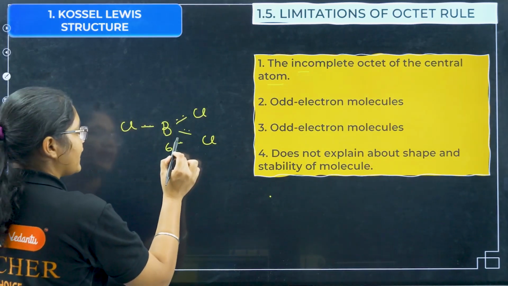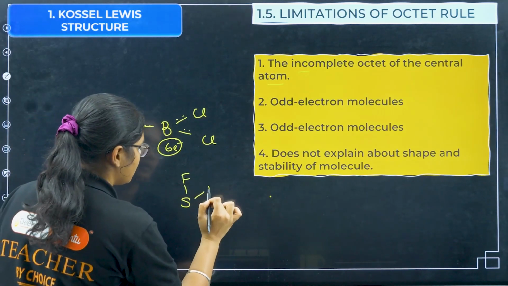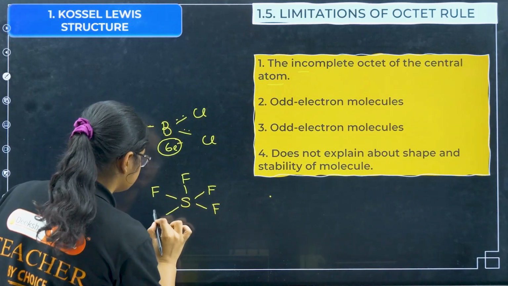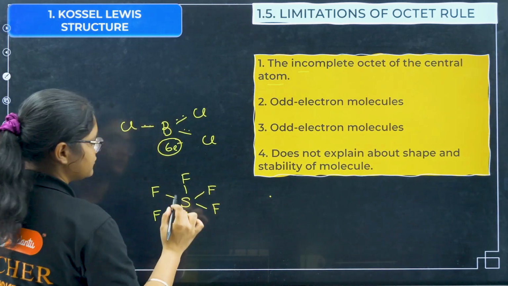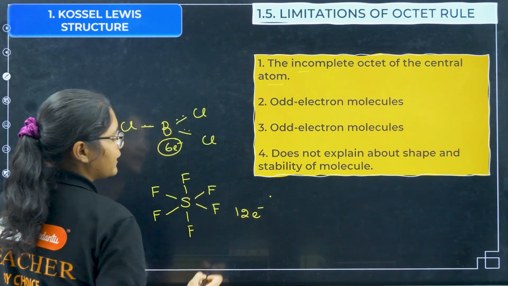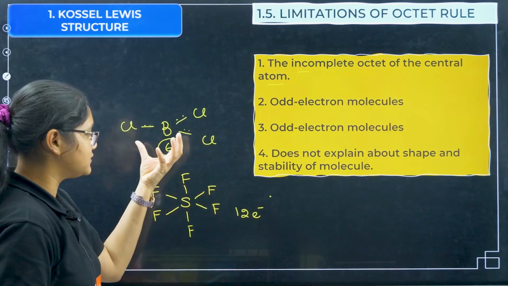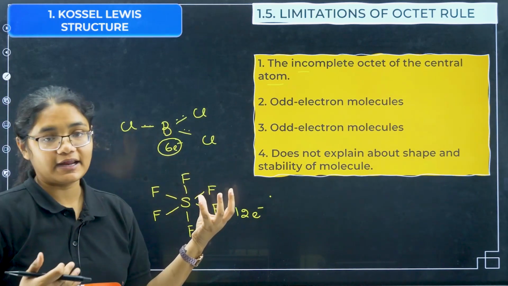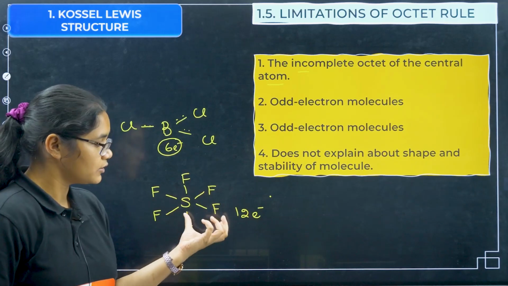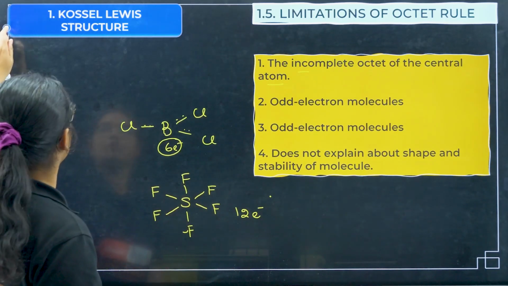And one more thing, here I have 6 electrons, and there are certain molecules like SF6 also. There are 6 bonds and each has 2 electrons, so it is 12 electrons, which is more than octet. So there are certain elements where the octet is not satisfied because it is less than 8, and there are certain elements where the octet is not satisfied because it is more than 8. These are the limitations of the octet rule.